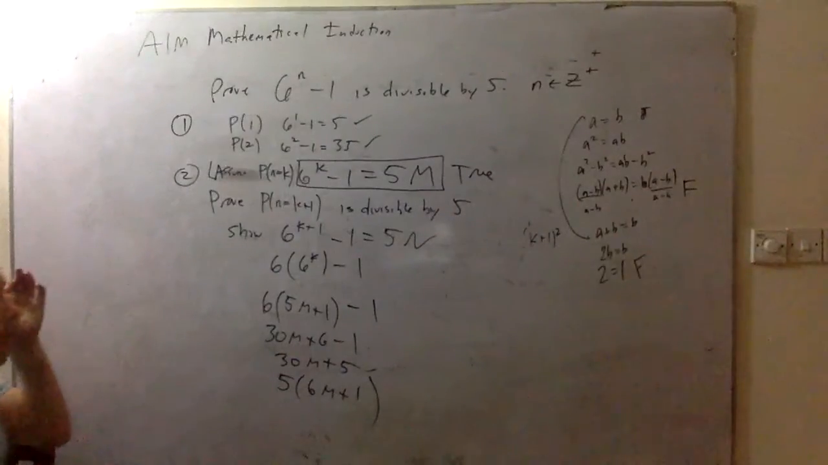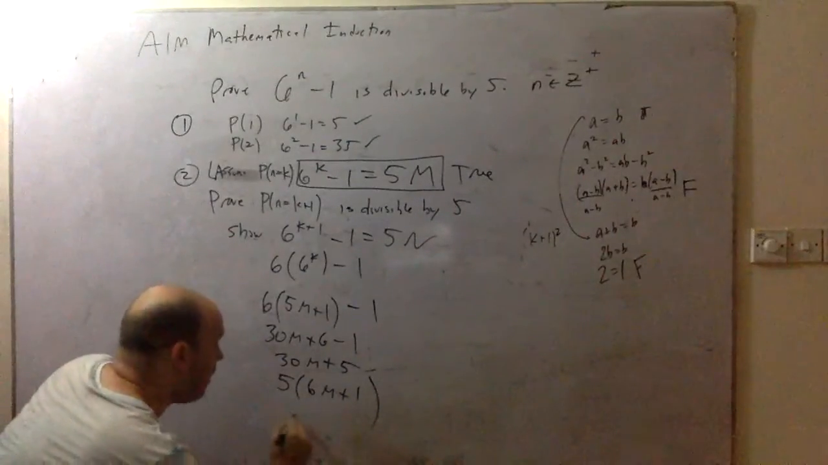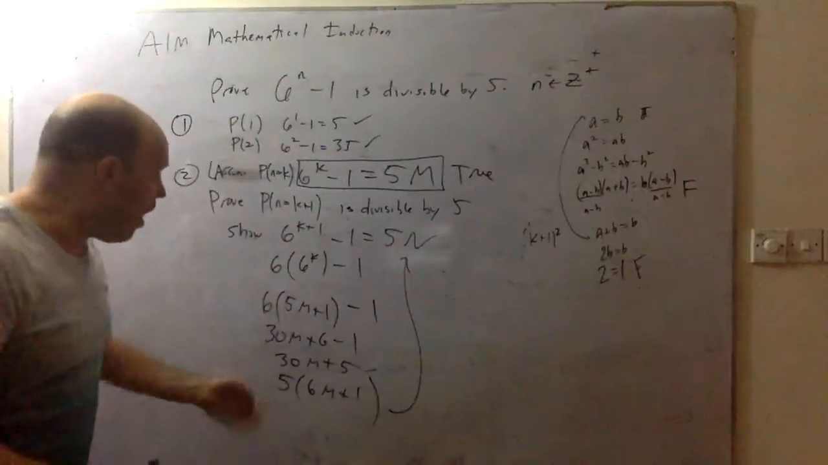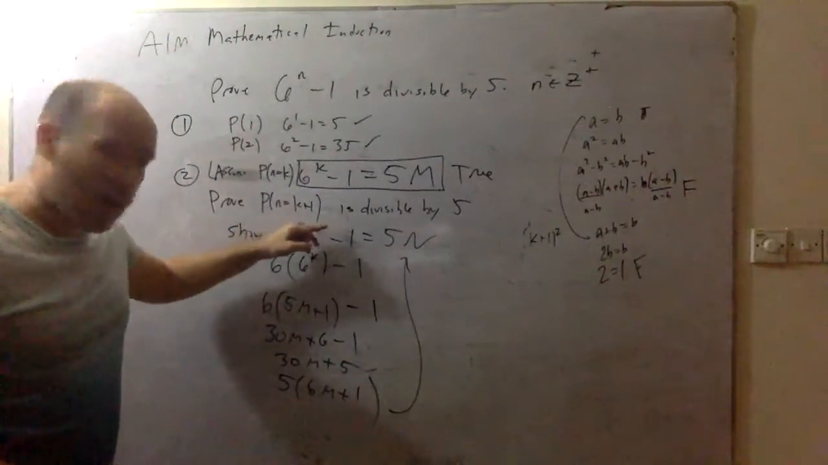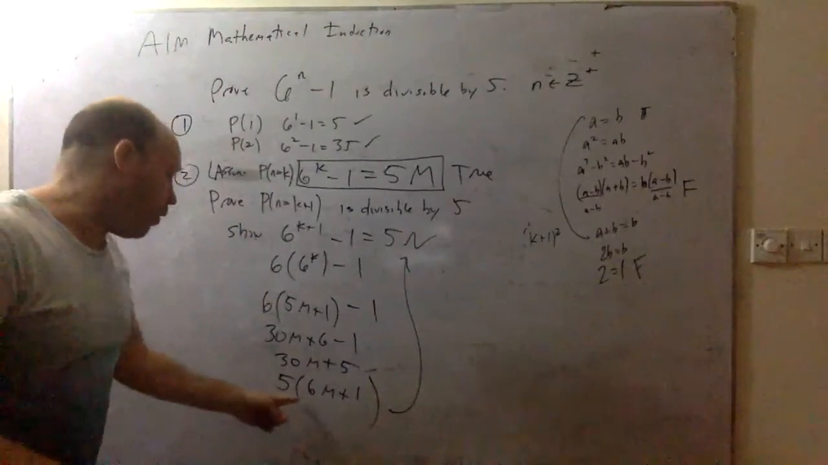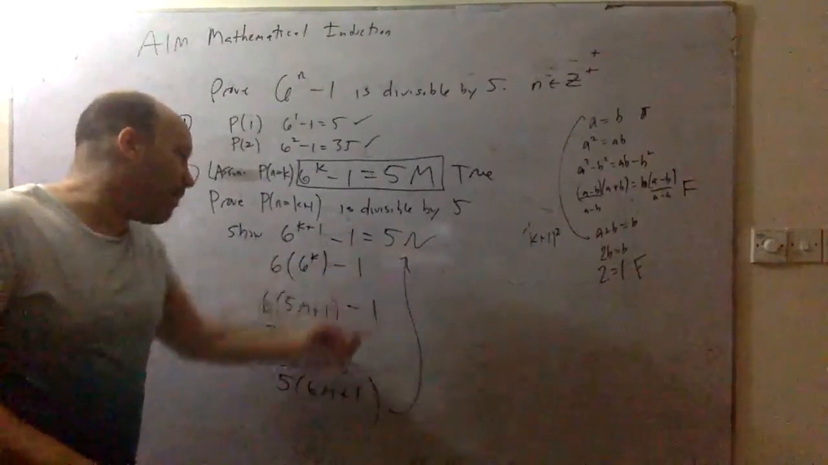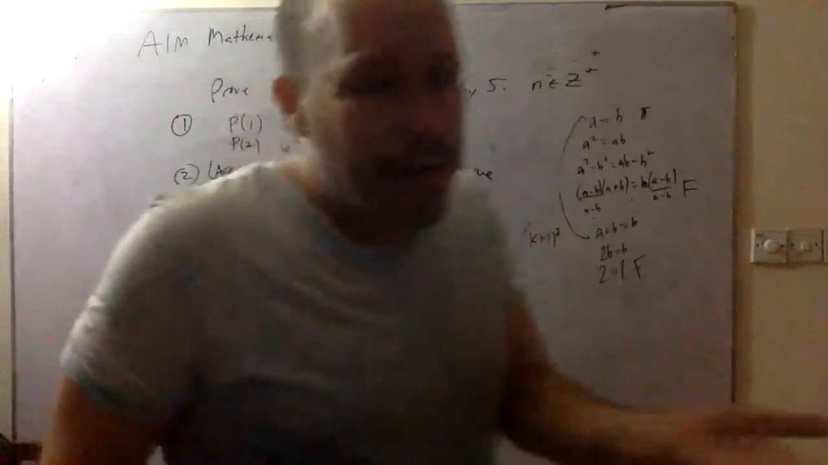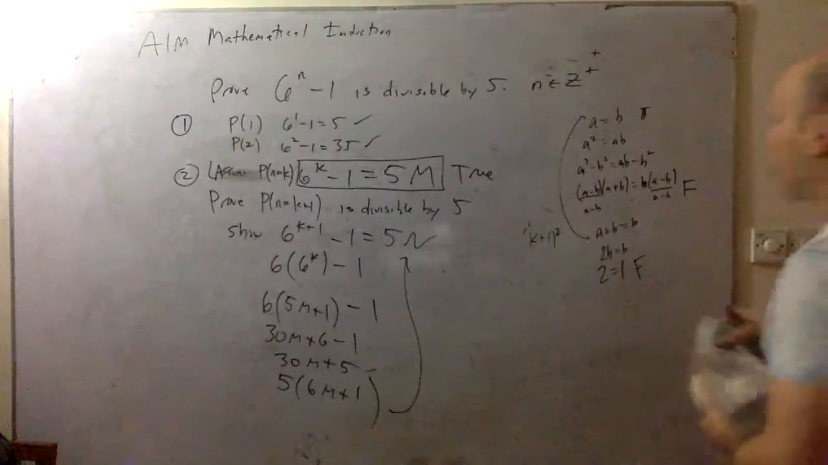Therefore, let this be equal to n, and what we've done is we've manipulated this to show that 6^(k+1) minus 1 is actually a multiple of 5. The n ended up being 6m plus 1, but that's beside the point. What's another method you can use? This is a little old school.